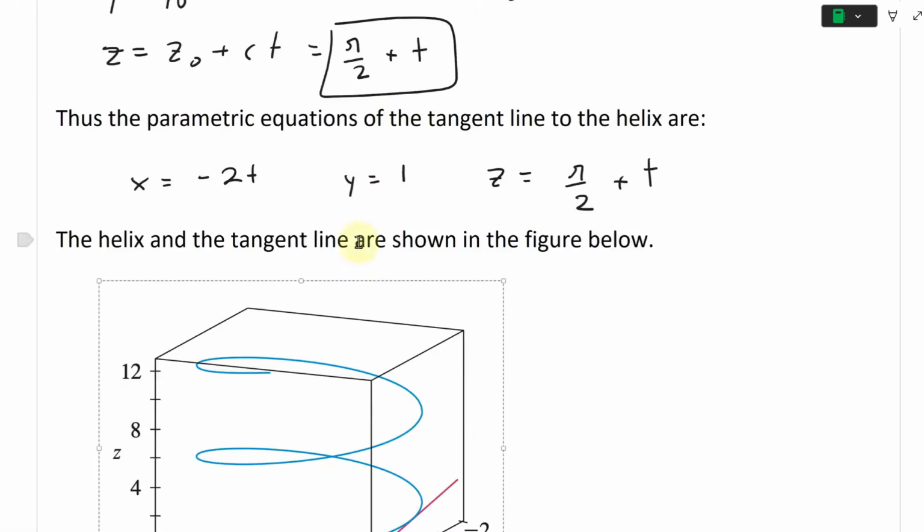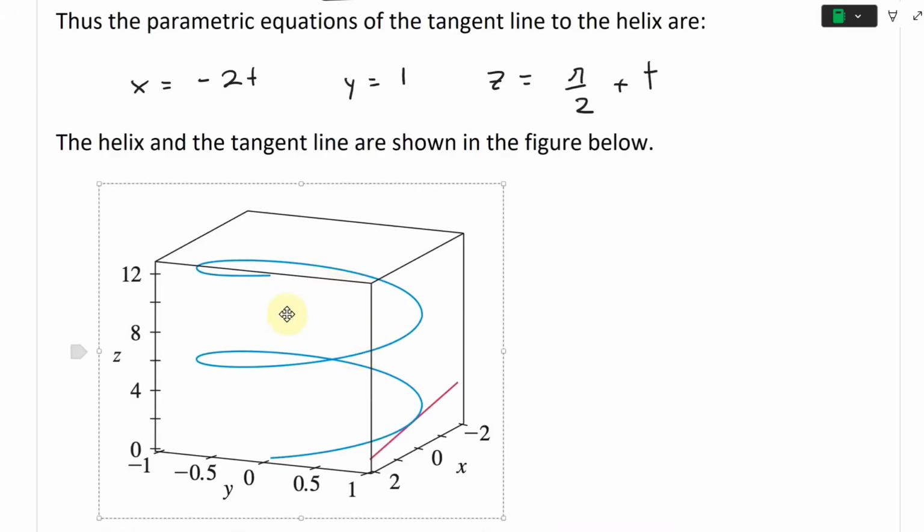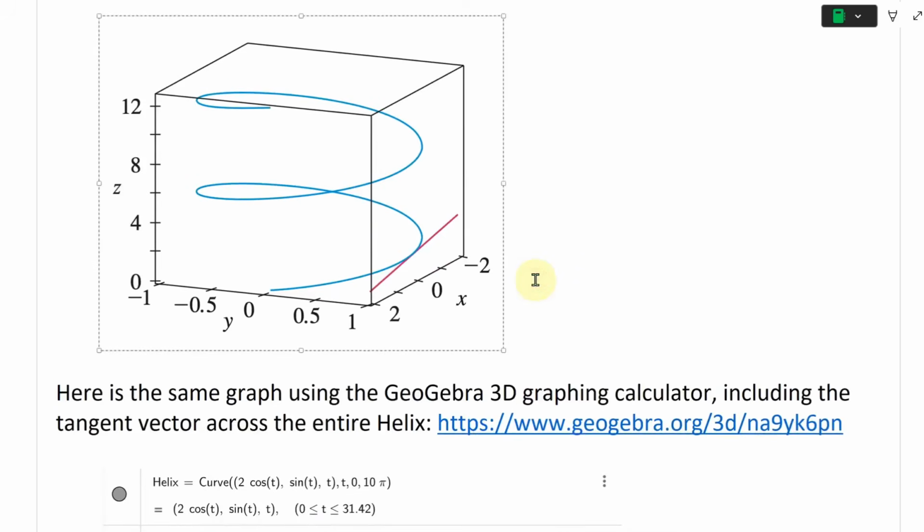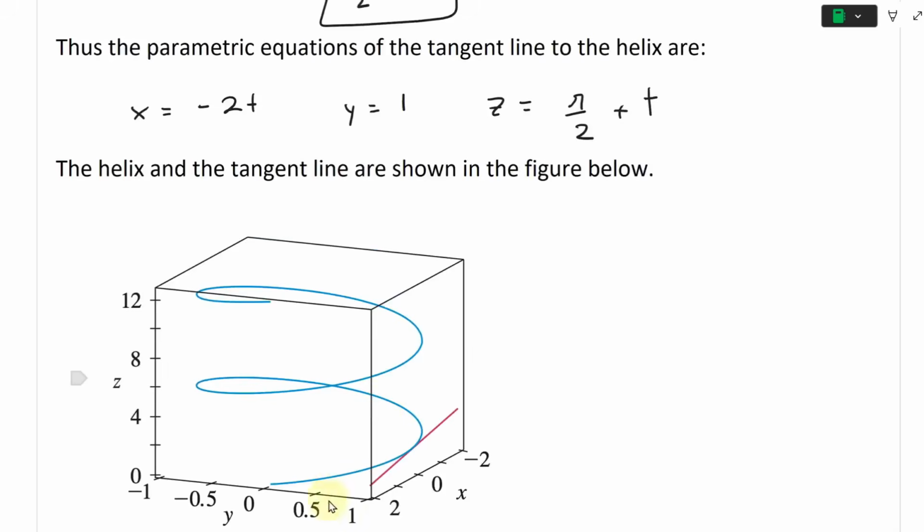All right, and now let's see how the helix looks. This is from my calculus book, and I'll graph it out in GeoGebra soon. So the helix and tangent line are shown in the figure below. Here is a screenshot from my calculus book right here. You can see the helix going like that, and there is the tangent line like that.